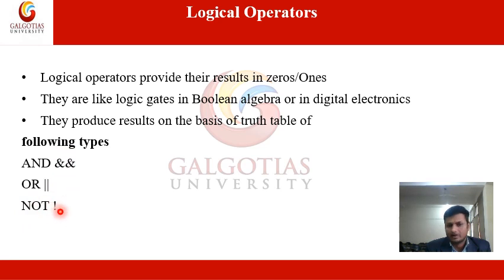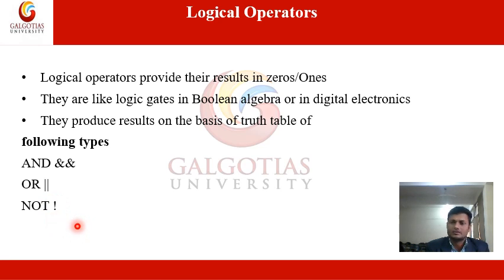And next is not. Okay, and students always remember that if only one element or only one variable is false, in the case of and, the result produced by and will be 0. Or in the case of or, if only one value is true, the result produced by or will be true. Okay, and this is the negation operator.